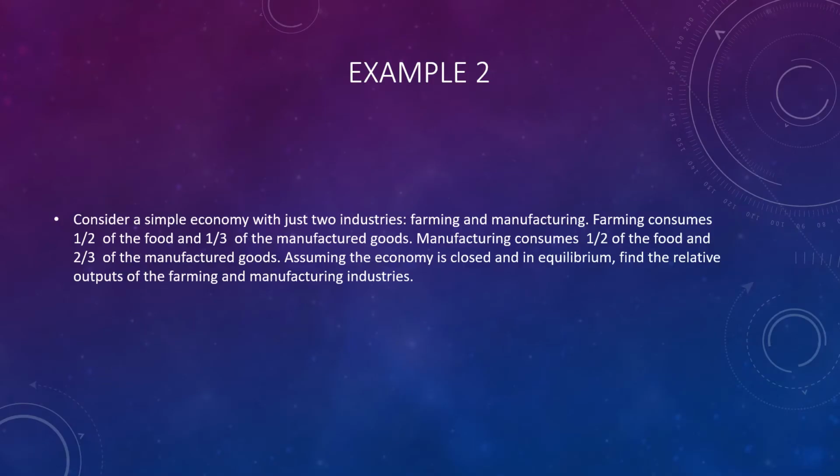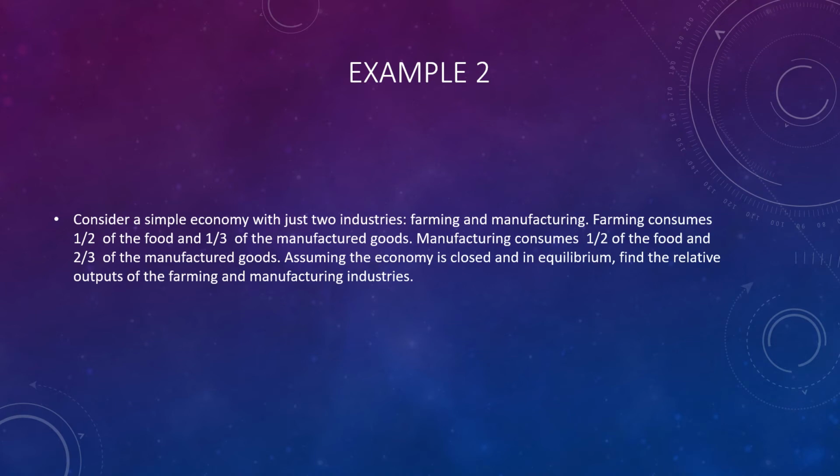So for my second example, I did farming and manufacturing for the industries. A farm consumes half of the food and a third of the manufactured goods, and then manufacturing consumes half of the food and 2/3 of the manufactured goods. So assuming the economy is closed and in equilibrium, we can find the relative outputs of farming and manufacturing industries.